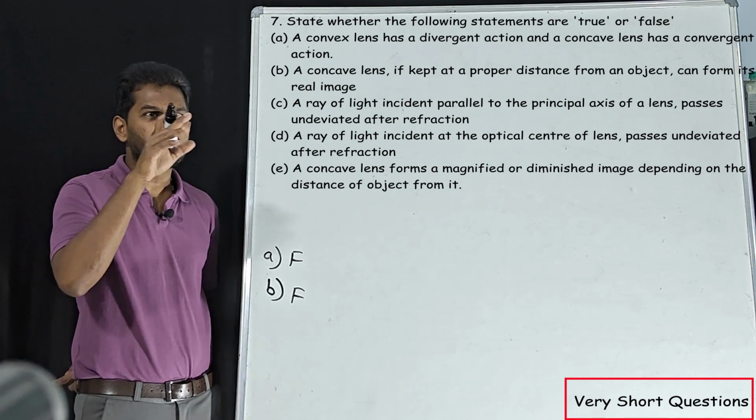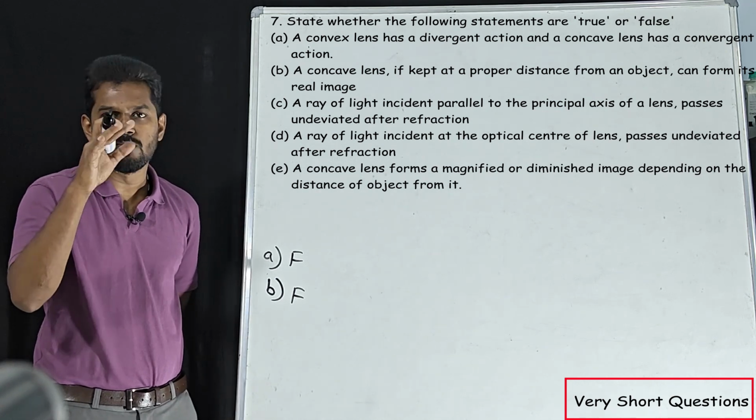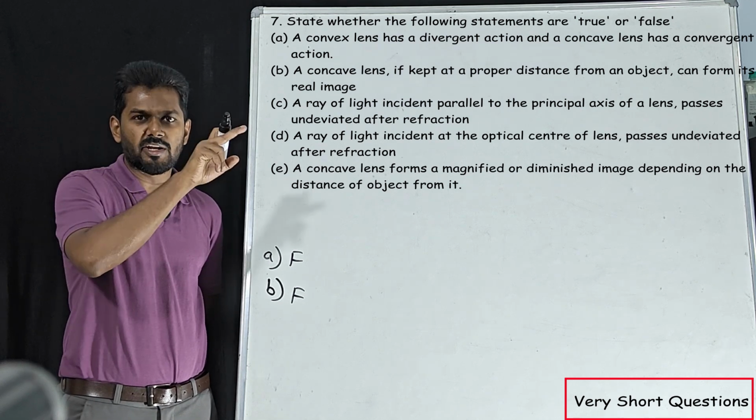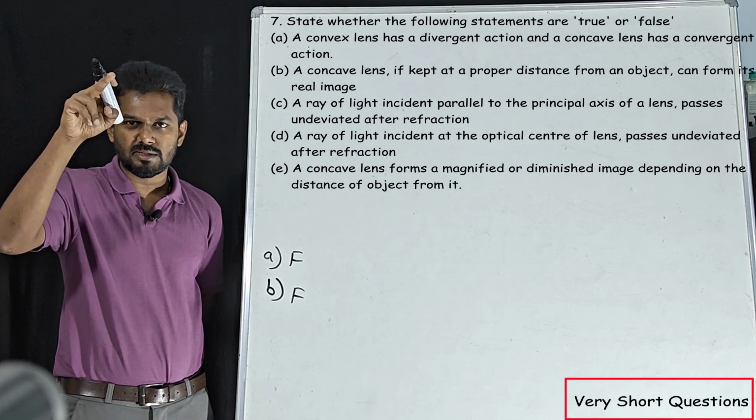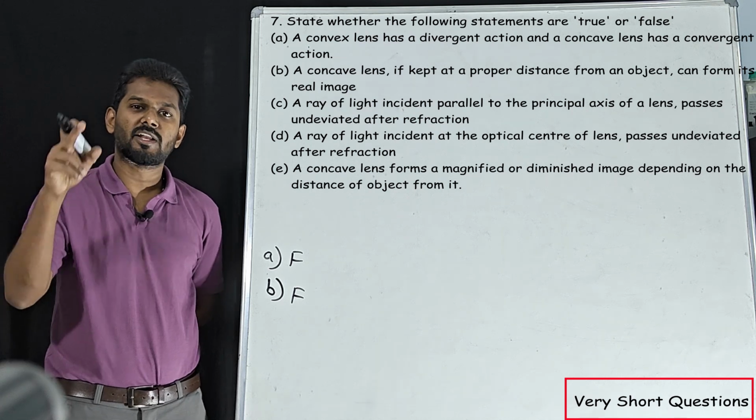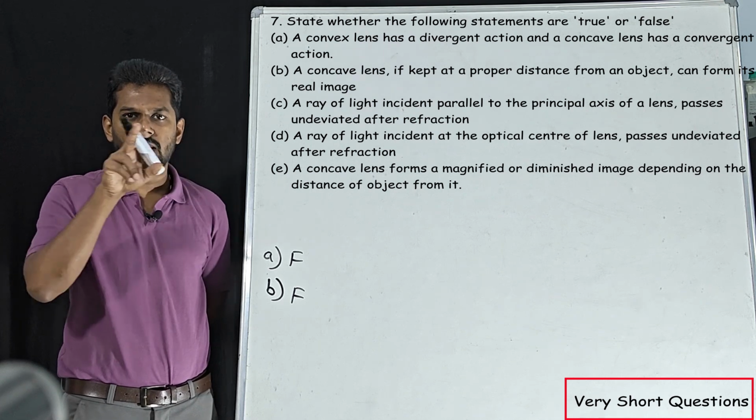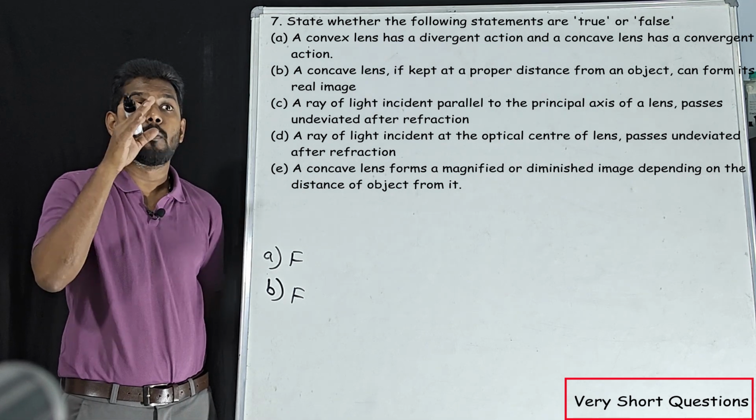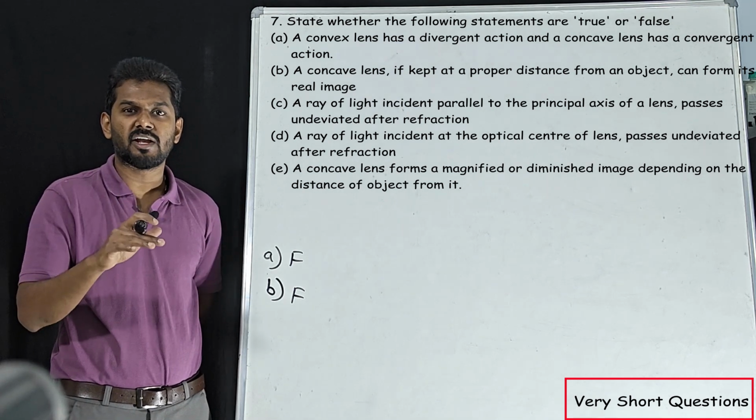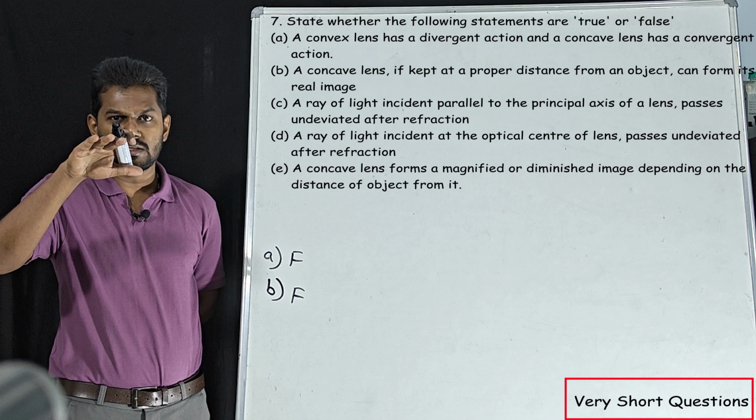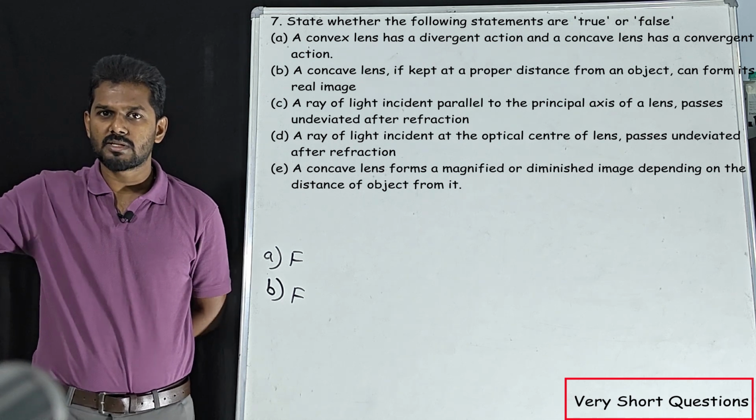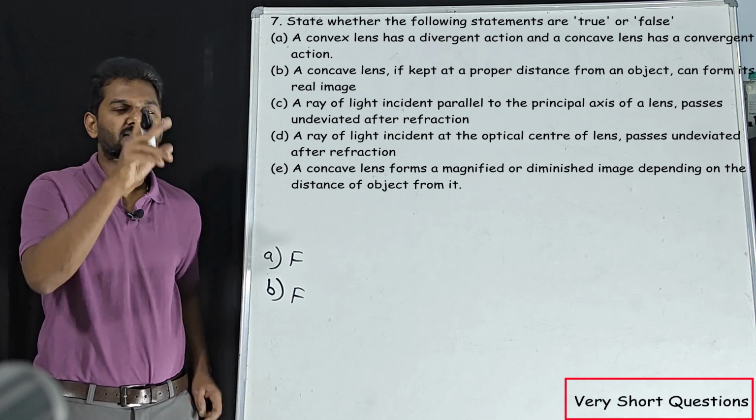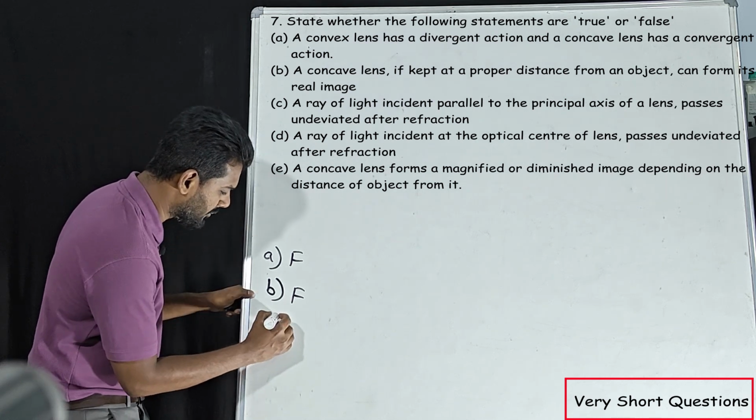We know if it is parallel, in both the lenses, first we'll talk about convex. If it is parallel to the principal axis, it will converge. When it comes to a concave lens, if it is parallel to the principal axis, it will diverge. But here it says it passes undeviated. Undeviated means if it is going like this, after refraction also it will go like this. So this is a wrong statement.